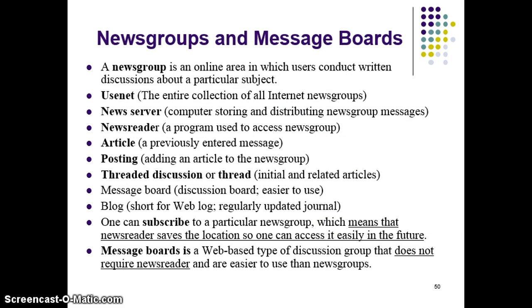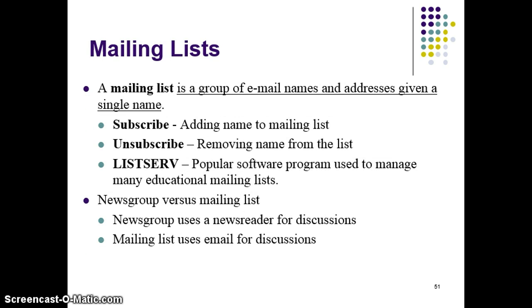Newsgroups and message boards. A newsgroup is an online area in which users conduct written discussions about a particular subject. I think this was on the quiz as well, so you can briefly read through all that. Mailing list. A mailing list is a group of email names and addresses given a single name. So if you want to email multiple people at once, I guess.